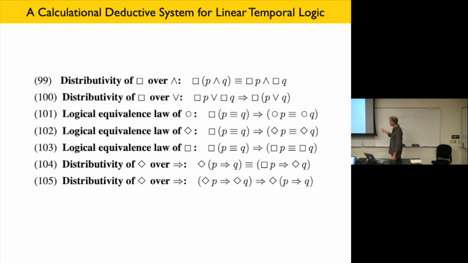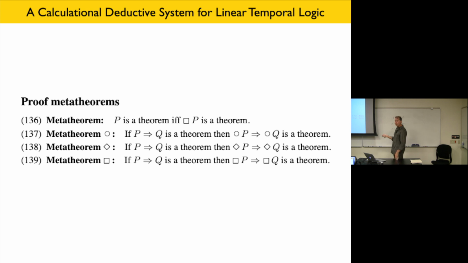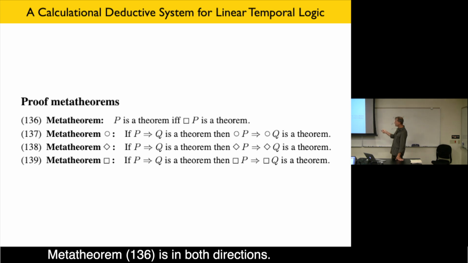And then here's some distributivity laws. And here's that proof meta theorem I was telling you. P is a theorem if and only if always P is a theorem. If P implies Q is a theorem, then eventually P implies eventually Q is a theorem. And if P implies Q is a theorem, then always P implies always Q is a theorem. These don't go the other way around. It's if this, then this. Whereas the meta theorem 81 is in both directions.